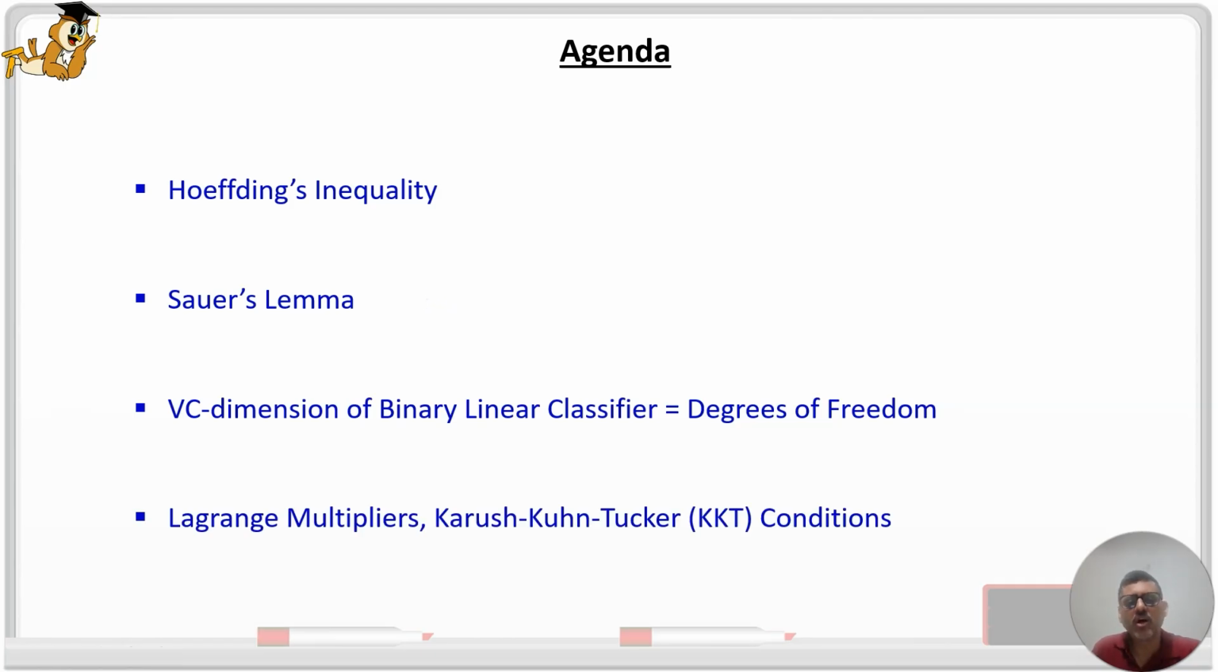Finally, I am going to talk about Lagrange multipliers and an extension of Lagrange multipliers to KKT conditions. KKT stands for Karush-Kuhn-Tucker conditions, and these come into play when you are talking about constrained optimizations, which is something that we may have to deal with in the future in this series. So we are going to talk a little bit about that.